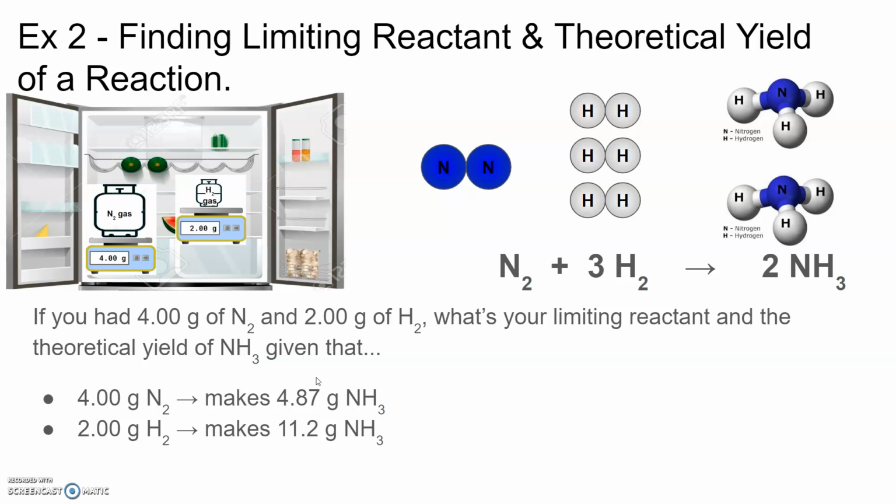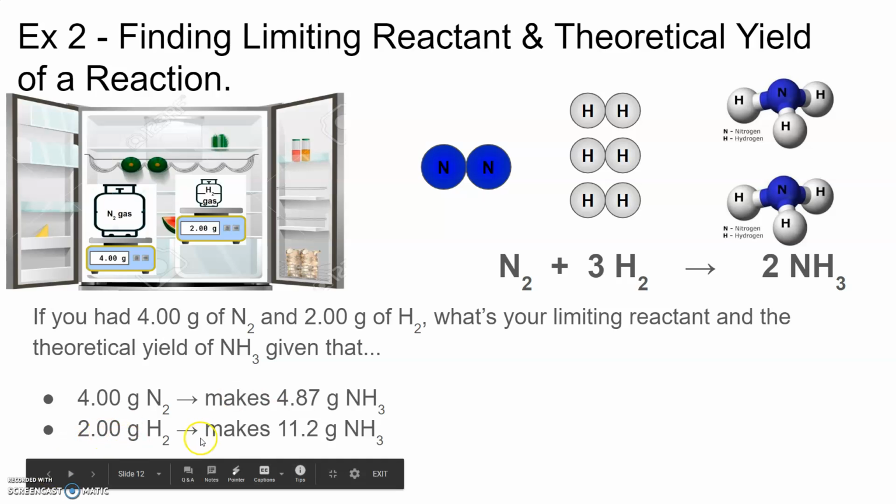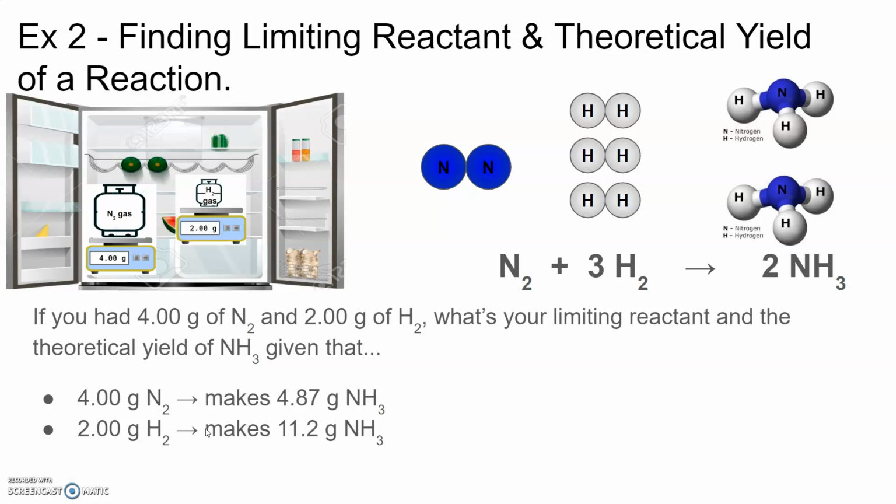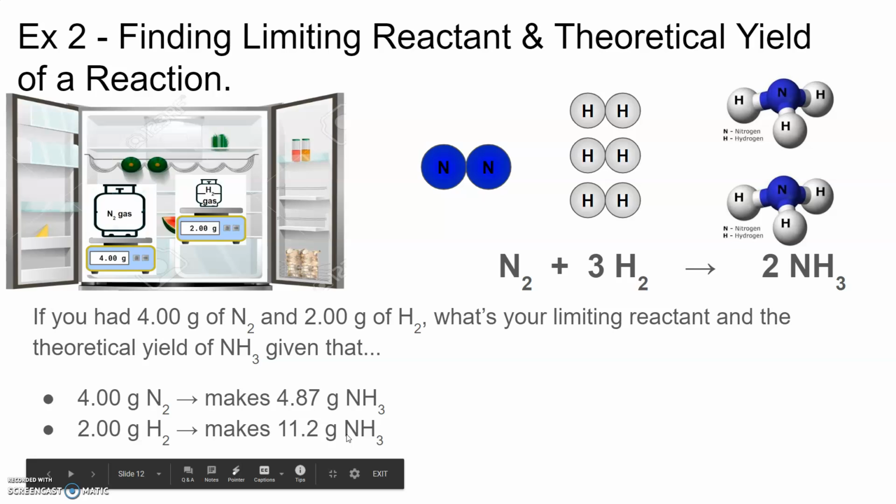That means if you had 4 grams of N2 and an unlimited or excess amount of H2, in theory your theoretical yield would be 4.87 grams. On the other hand, 2 grams of H2 with excess N2, like an unlimited amount of N2, can make a maximum of 11.2 grams of NH3.